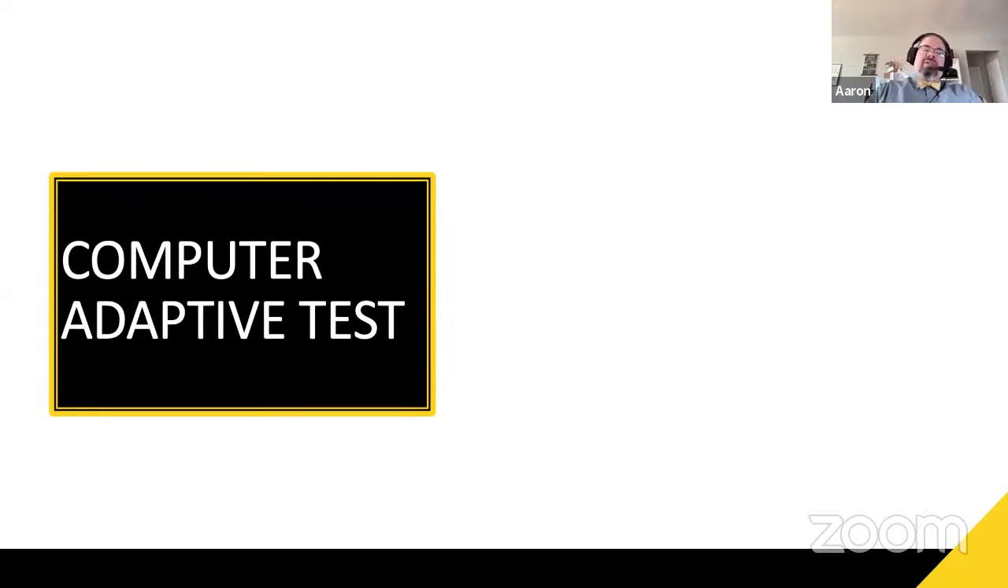So the theory behind a computer adaptive test is that it uses students' performance on one part of the test to affect what questions those students see on the next part of the test. On the SAT, you're going to have two sections each of verbal and math. The first section will be the same for everyone. Depending on your performance on that first section, your second section will be different.